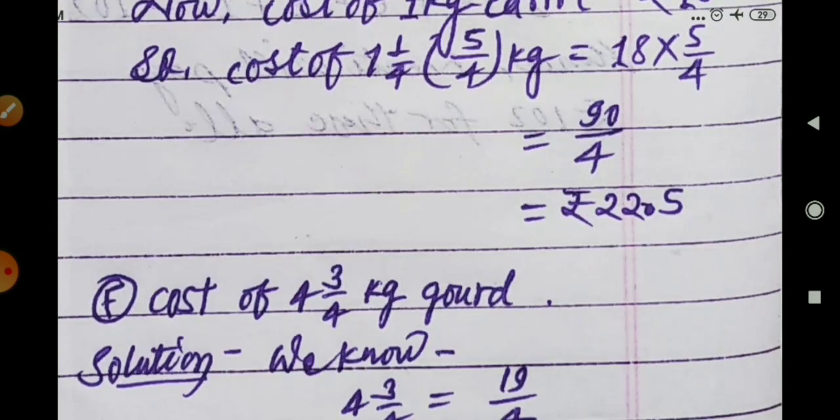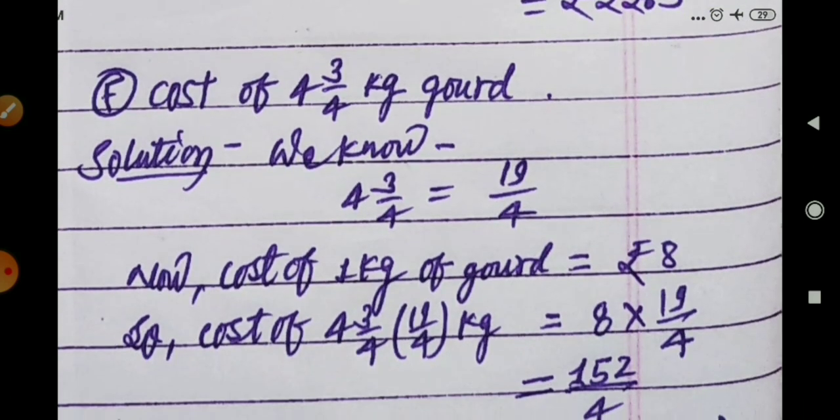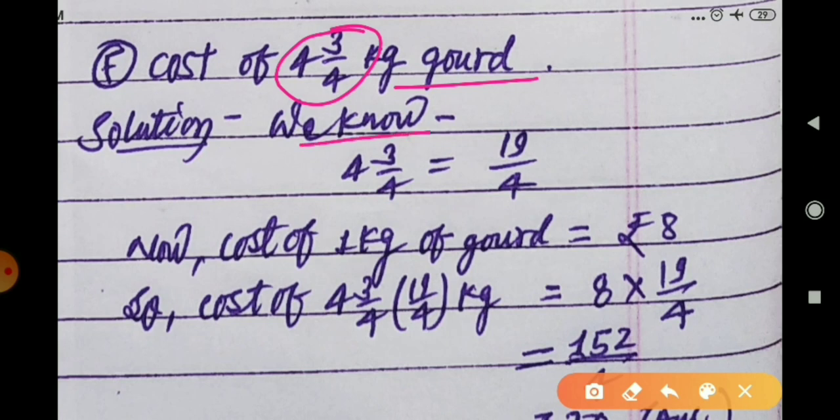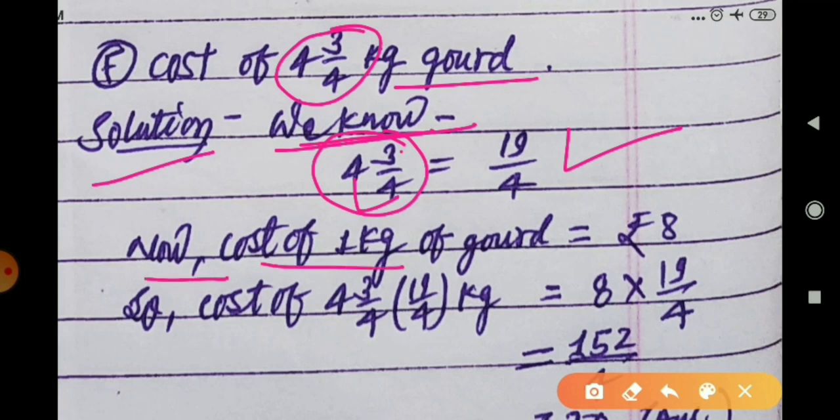Clear? Now next we have question F. We have to find the cost of 4 whole 3/4 kilogram gourd. Clear? So similarly it is just like the previous solution. Then we know that 4 whole 3/4 is equal to 19/4. How will it be? 4 times 4 is 16, 16 plus 3 is 19, 19/4. It is an improper fraction. Now the cost of 1 kilogram gourd is equal to 8 rupees. We have taken this from the table.